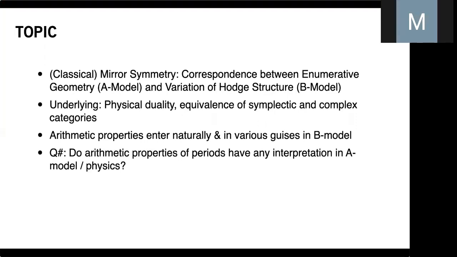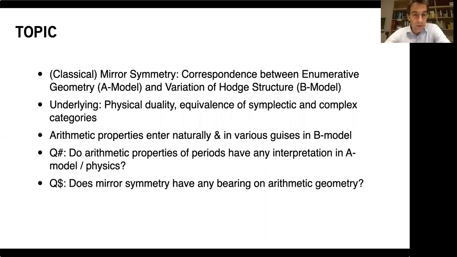And so you want to ask two questions. One: the arithmetic properties of periods, which come from variation of Hodge structure, do they have any interpretation in the A model, meaning the symplectic side, or maybe in physics? And the other one, which is maybe even better, is whether mirror symmetry or other physical dualities have any bearing on arithmetic geometry.